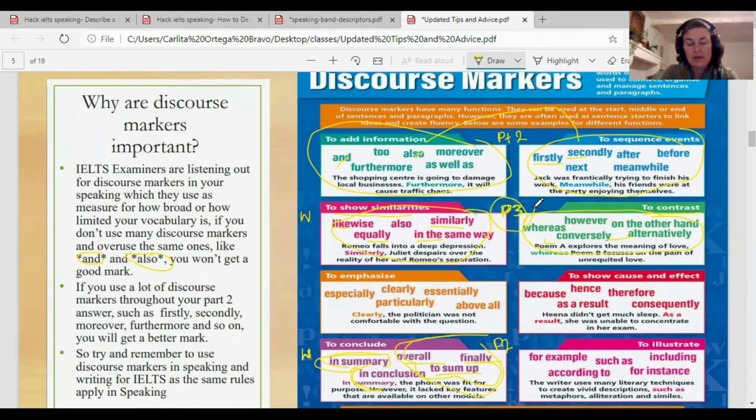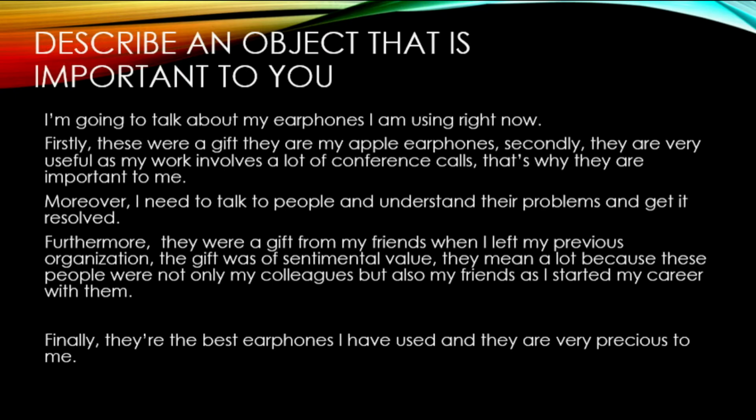Okay, so there you have it. Part 2, your discourse markers to add information and to sequence events, and Part 3 to show similarities and to contrast. And then obviously in Part 2, don't forget to finish up with overall, finally, to sum up, or all in all. So let's look at some examples on how this works.